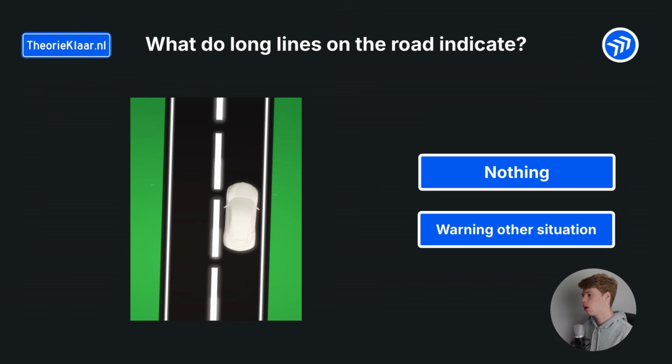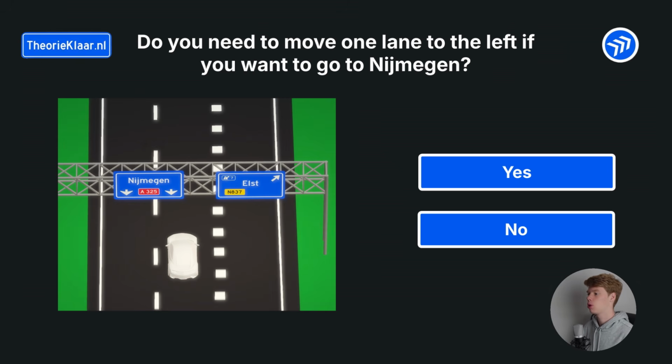What do these long lines indicate on the road surface? The long lines indicate that there is a warning for a different situation. And do you need to move one lane to the left if you want to go to Nijmegen? Here you are already in the correct lane, so the right answer is no. Because in the Netherlands you are supposed to drive as far to the right as possible. And here we have 2 lanes going to Nijmegen.